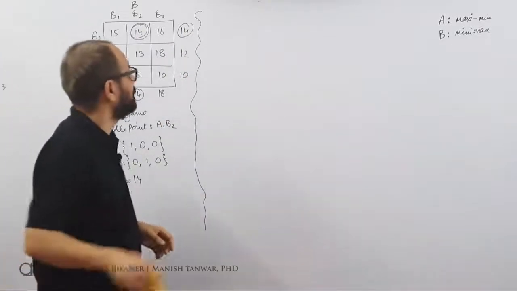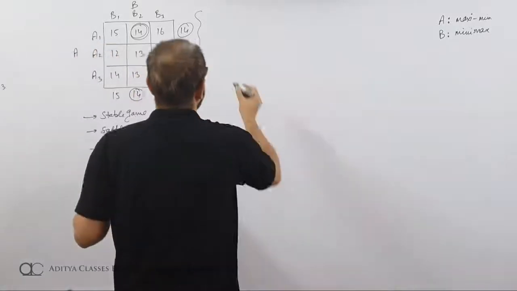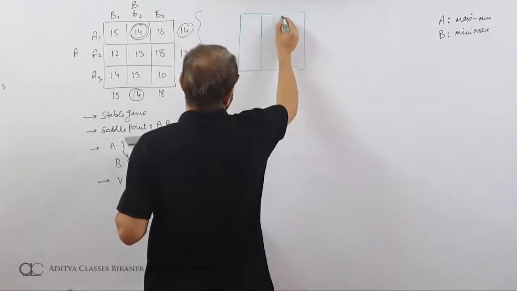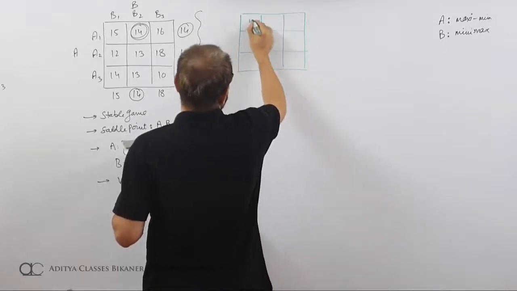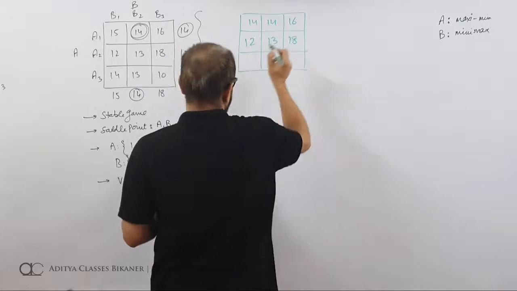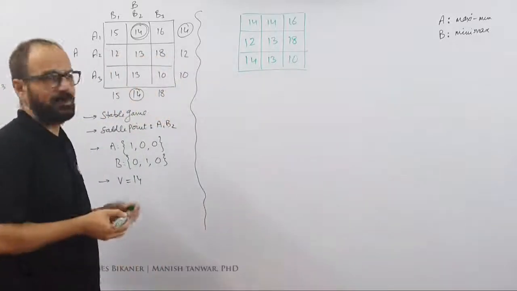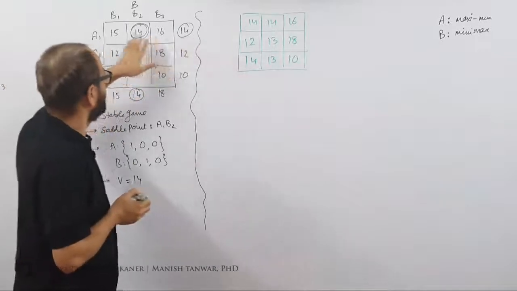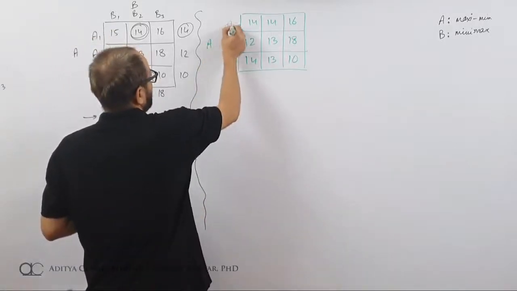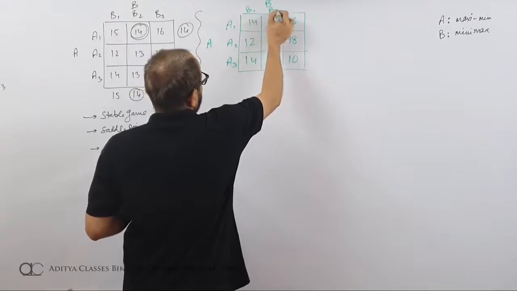So this is a very simple question that we talked about in the last class. Today we'll take a slight variant of this question. Then there is 12, 13, 18, then 14, 13 and 10. This 15 has been replaced by 14, so the first row is 14, 14, 16. Everything is the same; only this value has changed. Again, we have a row player with strategies A1, A2, A3, and a B player with strategies B1, B2 and B3.